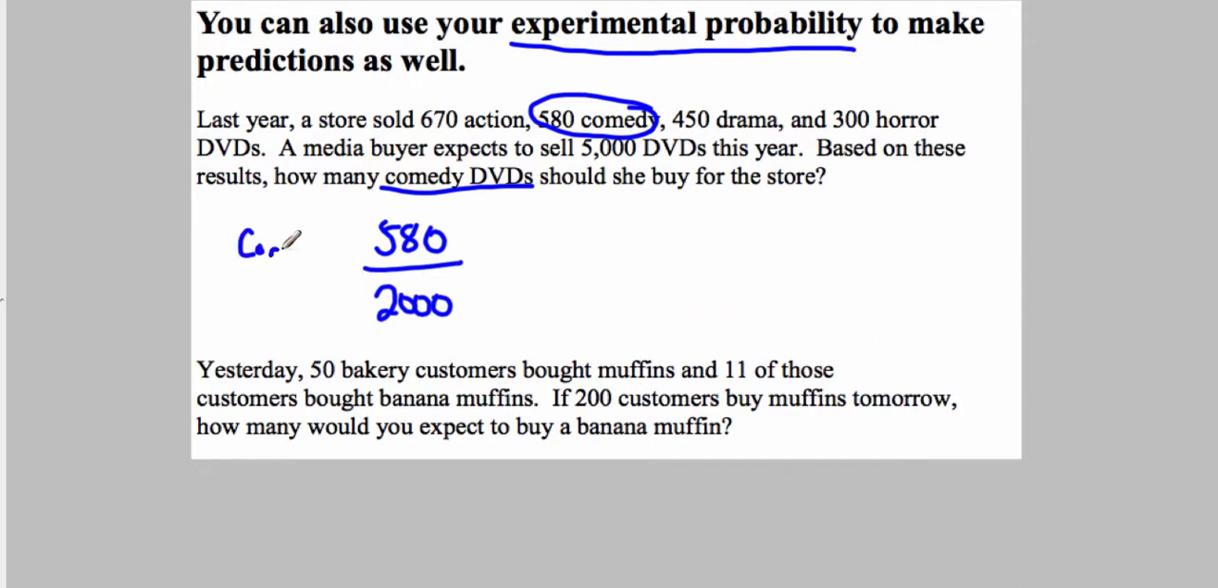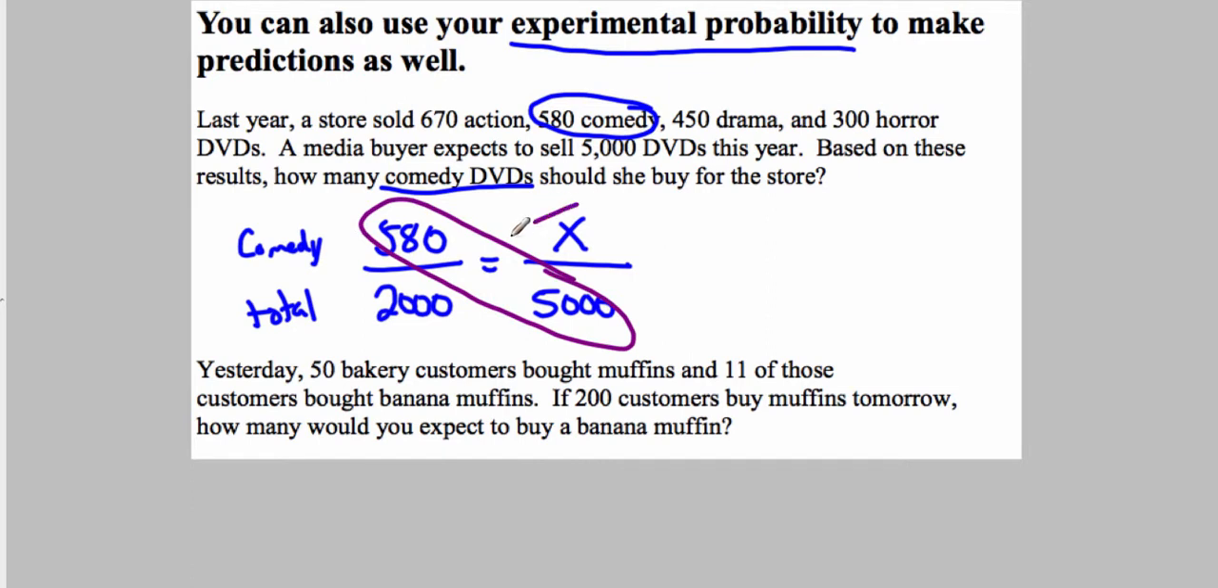So this one is our comedy. This is our total. That's my experimental probability, what I actually have for information. I want to know how much would it be out of 5,000 DVDs. So if we were to sell more the following year, how many more comedies would we expect to sell?